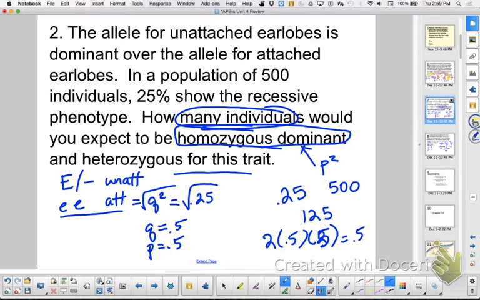Because when you look at the dominant trait, you can get a dominant trait with P's and Q's. Okay? All right.